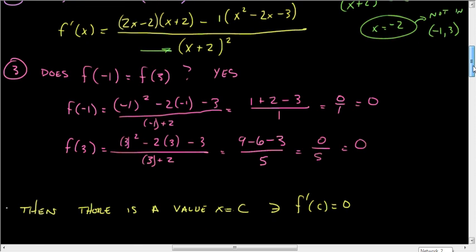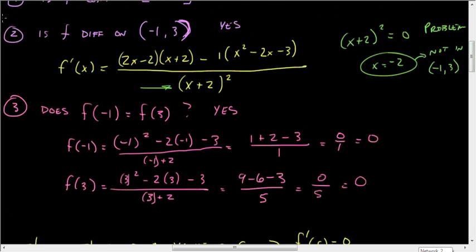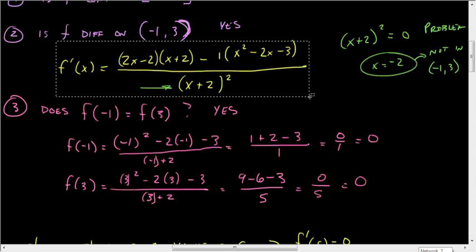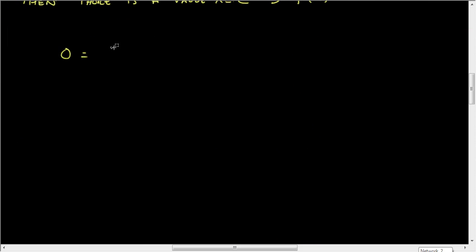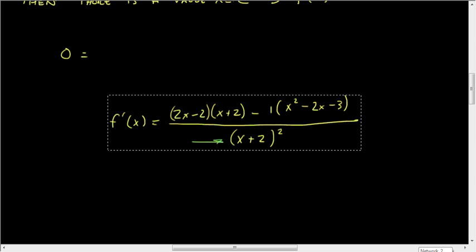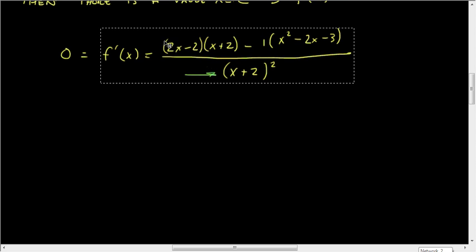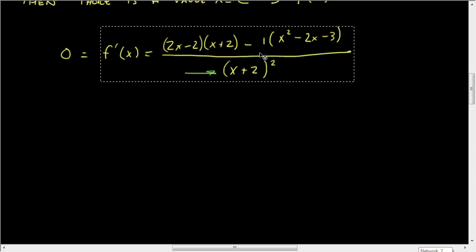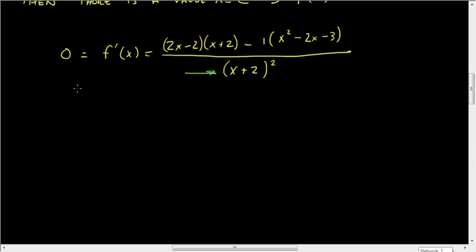And so what I can do is I can just do this. Now I can go copy, come down here, paste, move that right up here. See, isn't that handy? Okay. So we know we have to set the derivative equal to 0.